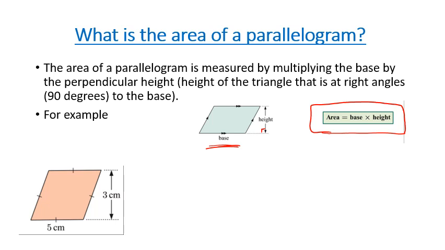So if we look at our example, which is this one here, the area is equal to our base, which in this particular case is 5 centimeters, multiplied by our perpendicular height, which is 3 centimeters. And that's going to give us an answer of 15 centimeters squared.